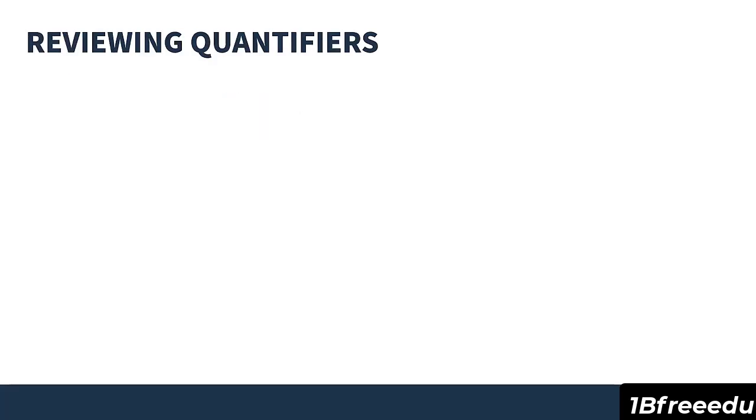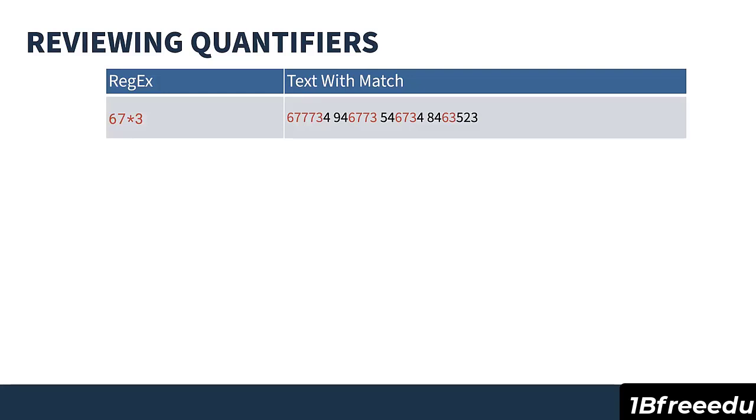First, a little review of quantifiers. The asterisk quantifier means 0 or more. So 67 star 3 matches any number of 7s. 3 7s, 2 7s, 1 7, and 0 7s on the right-hand side. The plus quantifier means 1 or more. So the match on the right changes. The first 3 are the same because they have 1 or more 7s, but the last one no longer matches. 0 7s is not 1 or more.